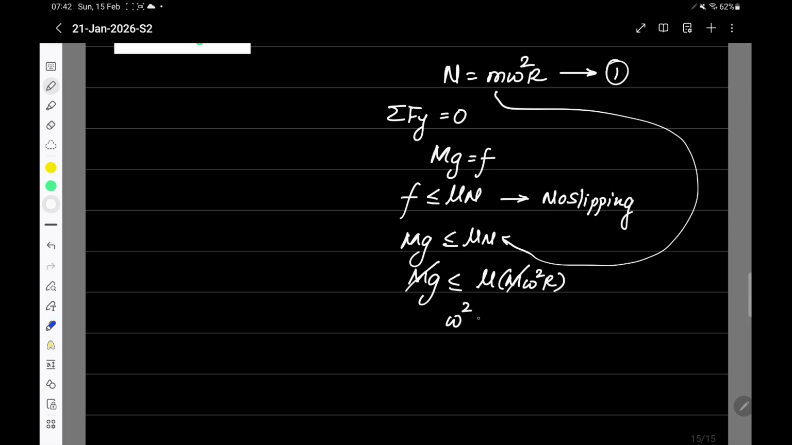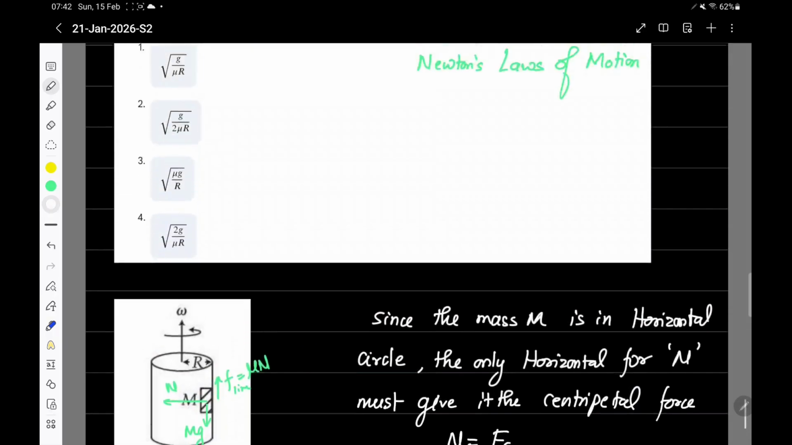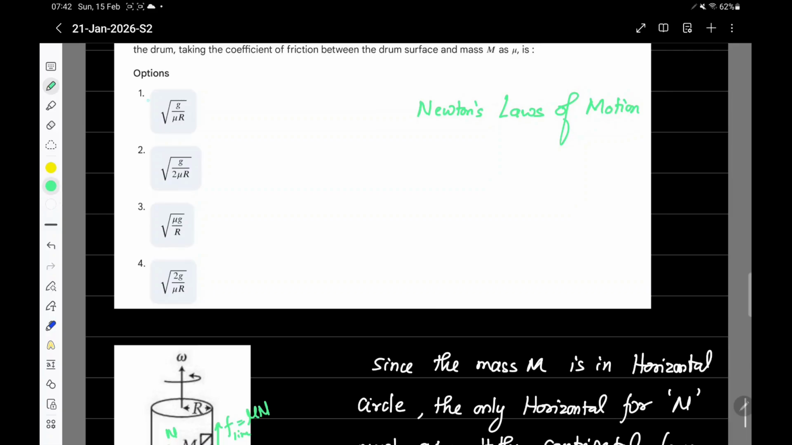You can cancel out the m on both sides. You'll get omega square should be greater than or equal to g by mu r, or omega should be greater than or equal to root of g by mu r. So the minimum value of omega is root g by mu r, which is option 1.